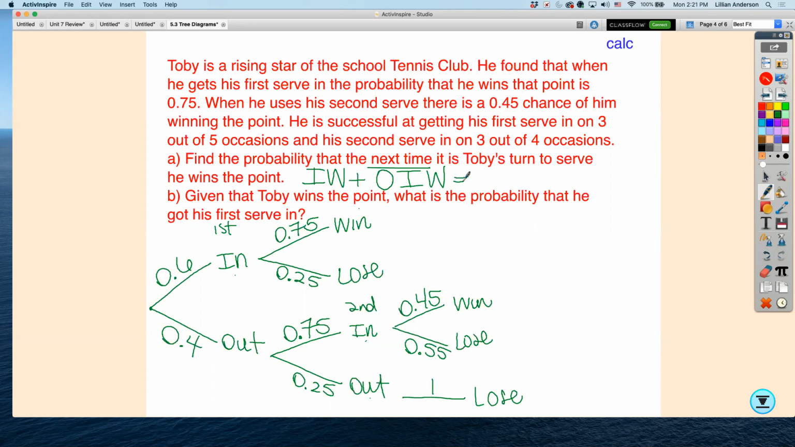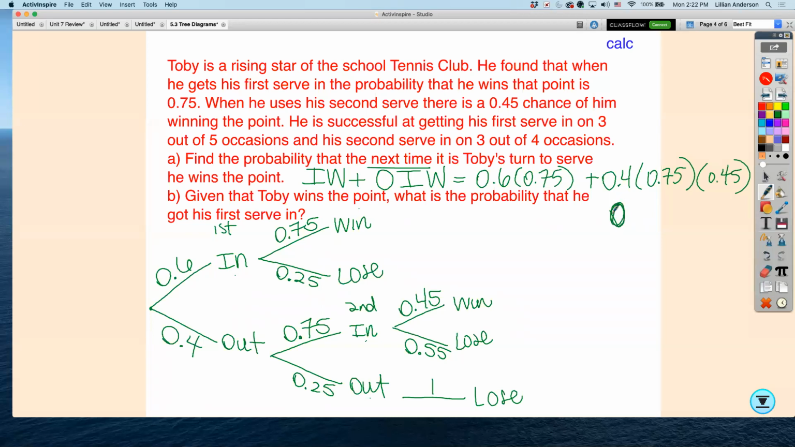So I need in first, and I'm going to multiply that by him winning. That's 0.75. Remember, anytime we go along the branches, we multiply. Then if we go out first, then in, then win, this is what we'll have. So we multiply and add those together, we'll find the probability that on Toby's next serve, he's gonna win the point. Figure this out for me, please.